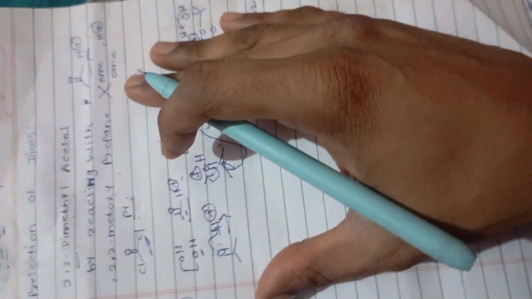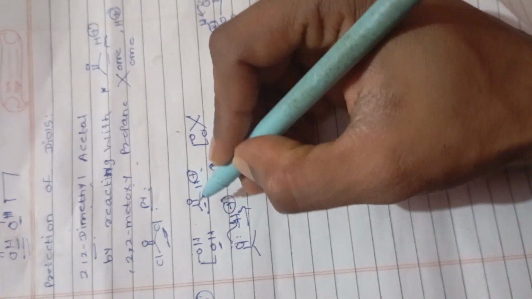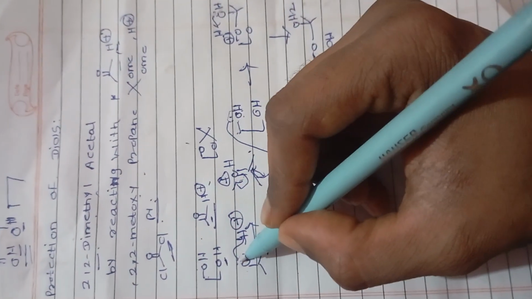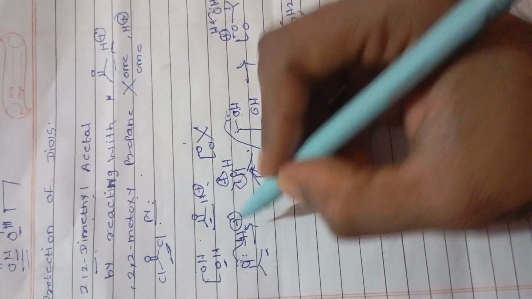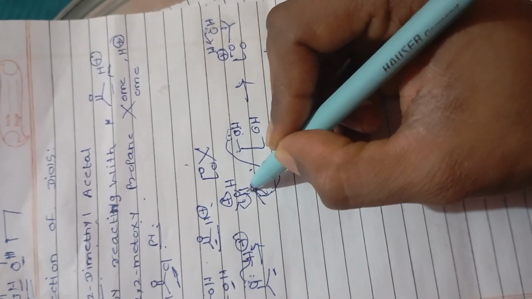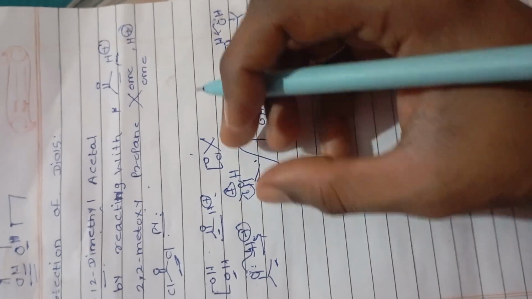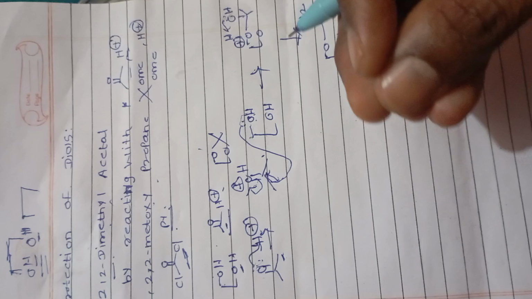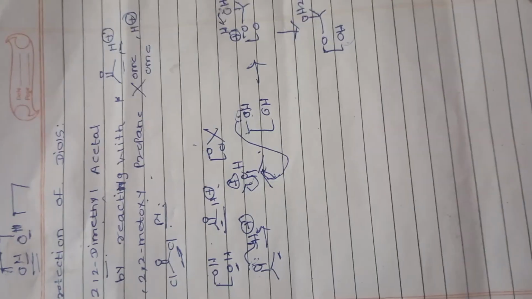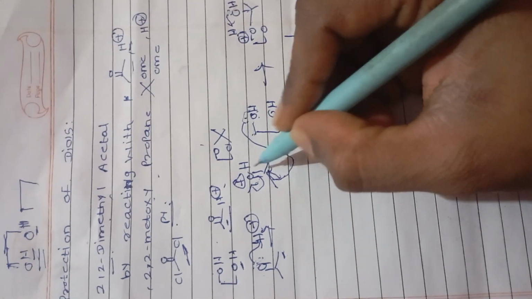Let's see the mechanism of how diols are protected by ketones, meaning how you can protect your diols as an acetal in the presence of ketones and acidic condition. First, your ketone is protonated by the acid: the oxygen lone pair attacks the hydrogen and you get the protonated ketone form. Then electrophilicity is generated, because in the carbonyl group resonance always takes place and oxygen is more electronegative.